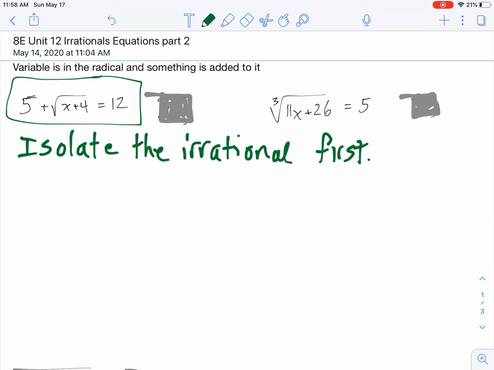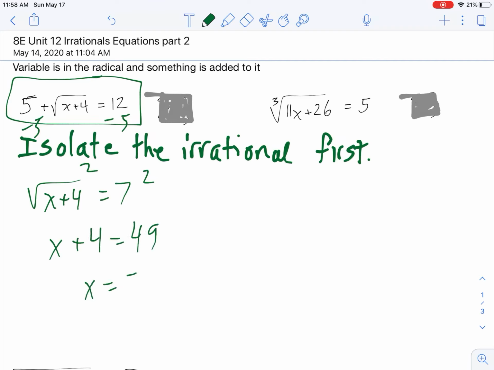Because man, squaring both sides, you'll get like a 25 plus 10 root x plus 4 plus an x plus 4. Oh man, that's just messy. So isolate the irrational first. So subtract 5 from both sides. And then you'll get the square root of x plus 4 equals 7. Now you go ahead and square both sides. Life is not so hard after all. Oh, sweet. X is equal to 53.